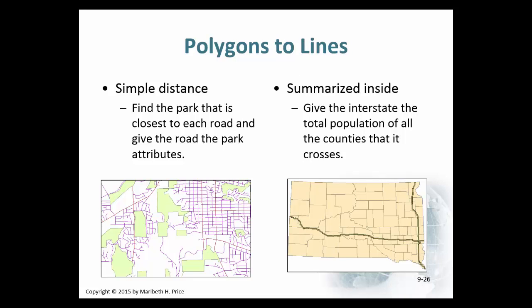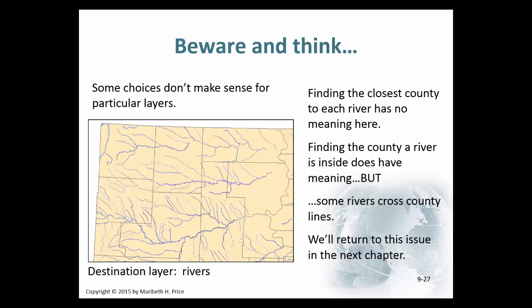In this case, consider polygons to line using the simple distance join. The park polygon attributes are assigned to the road nearest each park. The summarized join will give the interstate the total population of all the counties that it crosses. Not all combinations make sense, so as always, think about what you need and think about what you're doing.